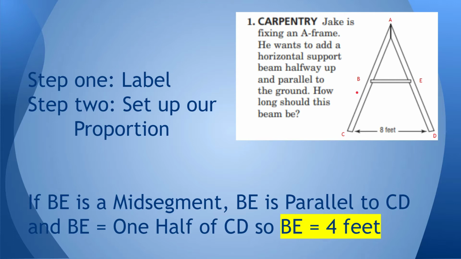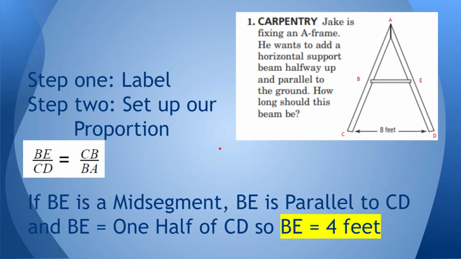But before we go on trying to figure out what our proportions are, notice that we're dealing with something that we're told is halfway up our figure here. So it's halfway up our A-frame, and it's parallel to this base here. And we have a rule, it's called the mid-segment theorem, which states that if our mid-segment, BE, is parallel to our base, CD, then BE will equal 1/2 of CD. So, since we have CD being 8 feet long, our mid-segment up here will be 4 feet long.